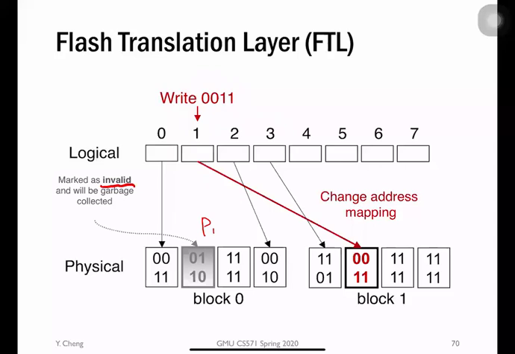If you want to reuse this whole block, you need to garbage collect it. Whatever pages hold useful user data, in this case page 0 and page 3, need to be forwarded to a new place. Pages marked as invalid, for example this page 1, are subject to garbage collection, to be erased completely.